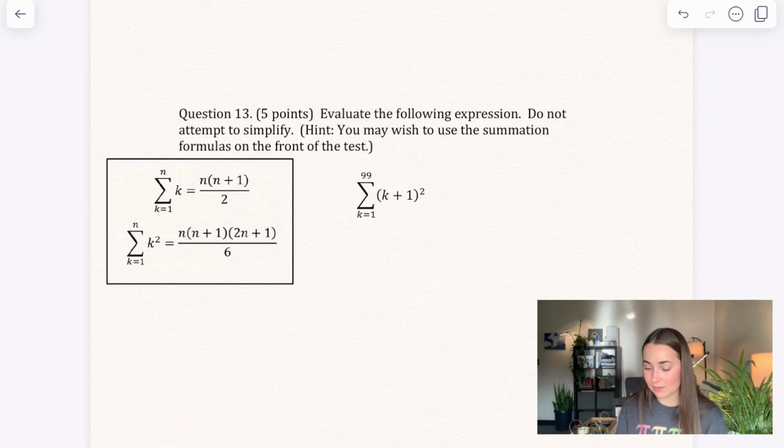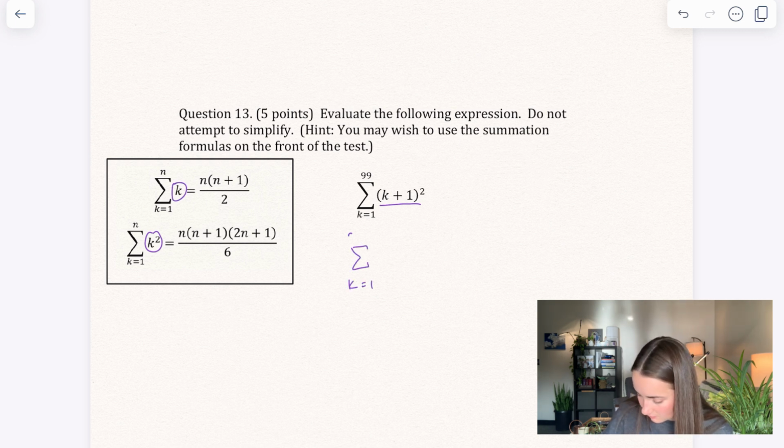And I went ahead, this was from the front page of our exam, and I just reposted it so that way we can go ahead and apply it. Our first step actually is to try to simplify this inside so we can get some of this k squared, k stuff going on. So let's go ahead and do that.